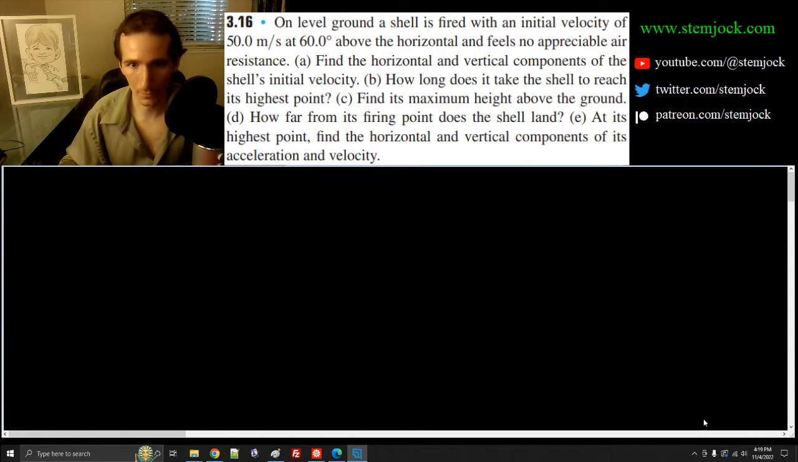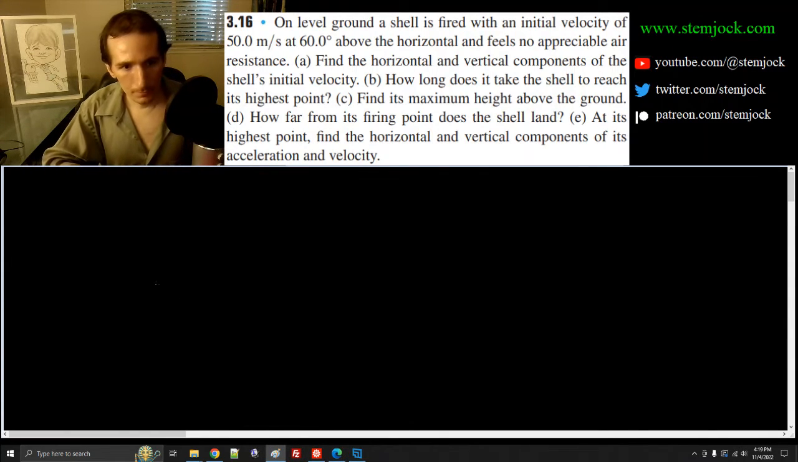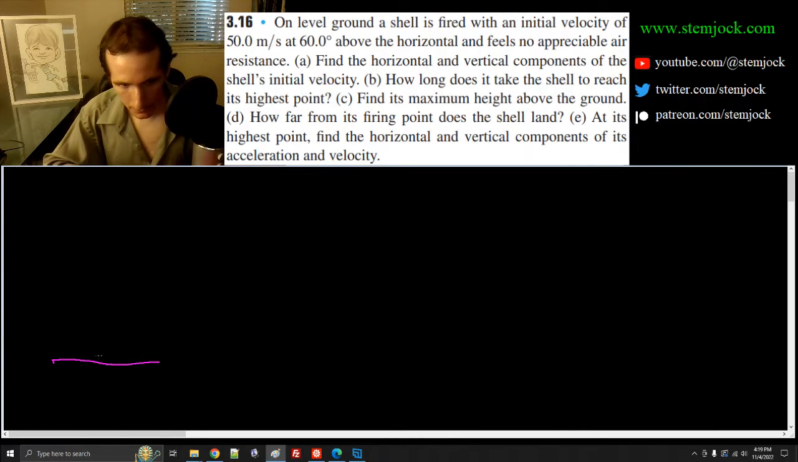I'm going to start by drawing a picture of the shell. So here is level ground. Here is the shell. It's fired with an initial velocity, 50 meters per second, at 60 degrees above the horizontal. So this angle here is 60 degrees. So this is the initial velocity vector.